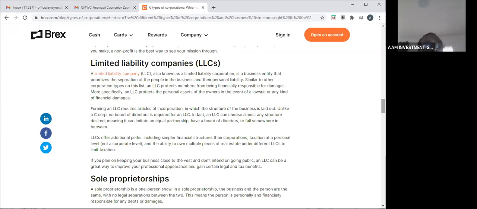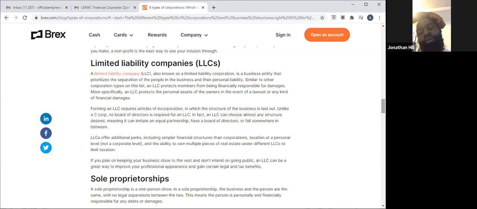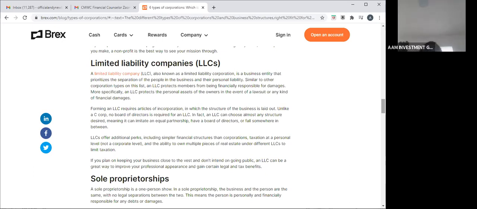Okay. LLC offers additional perks, including simpler financial structures than corporations, taxation at a personal level, not a corporate level, and the ability to own multiple pieces of real estate under different LLCs to limit taxation. Remember I said particularly when it comes to real estate? Mm-hmm. And that's why. Okay. And which one do you think they left for last? Sole proprietor. Because they don't want you to mess with that one either.